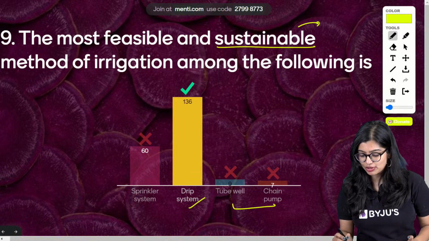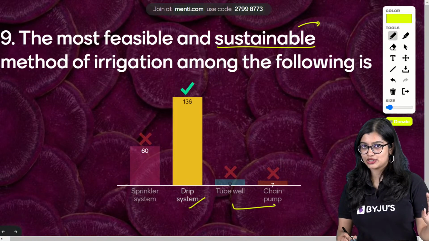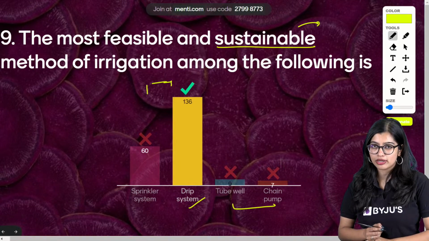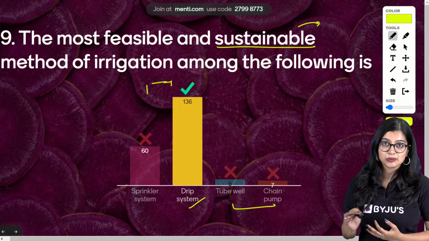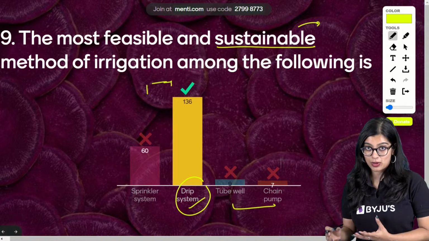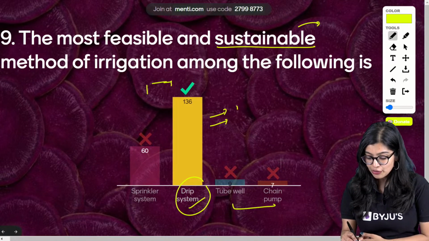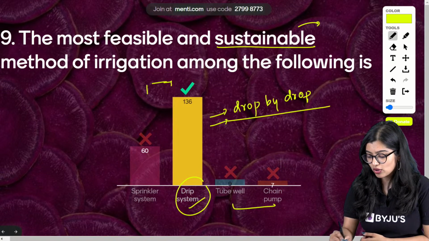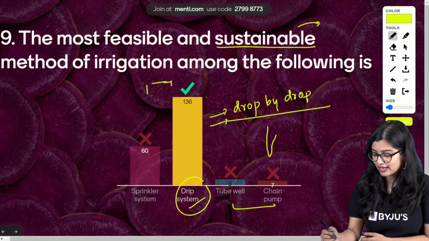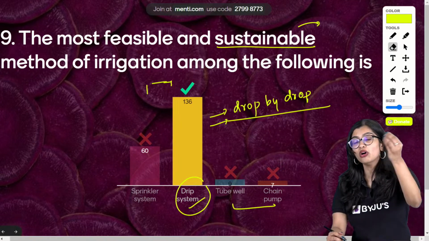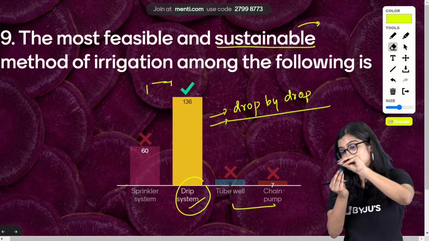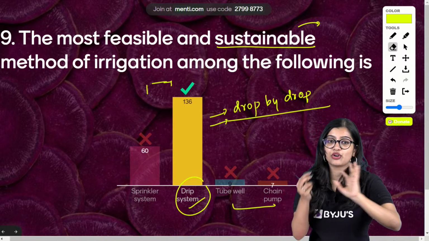Now in chain pump, tube well and all, we see that there is wastage of water. In sprinkler and drip irrigation, we see that there are more modern methods. But of course, between sprinkler and drip, drip is the best way, because in drip irrigation, we put the water drop by drop, right? And we know that there are nozzles or tube-like structures that help us achieve this, where these drop-like structures will be near the root and they'll just give it drop by drop.